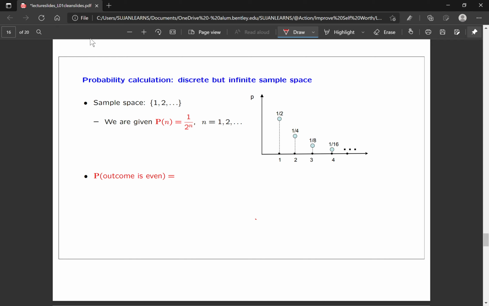Today I'll be talking about discrete and infinite sample space examples. Last time we talked about discrete and finite sample space and also talked about continuous and infinite sample space. But today we'll talk about discrete but infinite sample space.